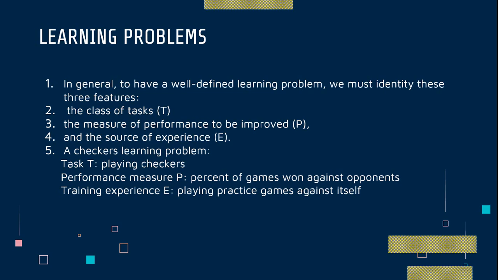To have a well-defined learning problem, we must identify these three features. What are the features? The first is the class of the task, which is indicated by the T. The second one is the performance, which you want to improve, indicated by the P. And the third one is the experience, the source of experience, indicated by the E.